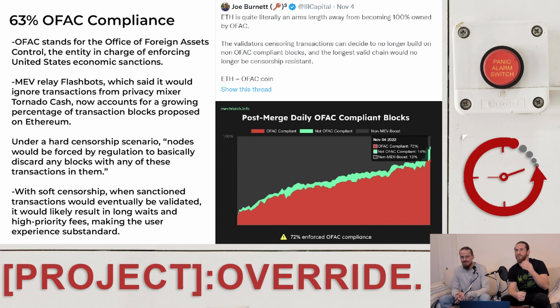So just because 63% are compliant, that leaves 37% that are uncompliant. So those nodes can still process transactions. You're just going to have to wait a longer time or pay more money. Eventually, it'll get picked up. And also, on the plus side, it's not a total loss, because if more people decide to participate in Ethereum and process transactions, then that means the percentage of compliance falls.